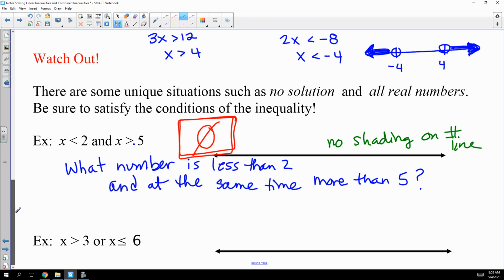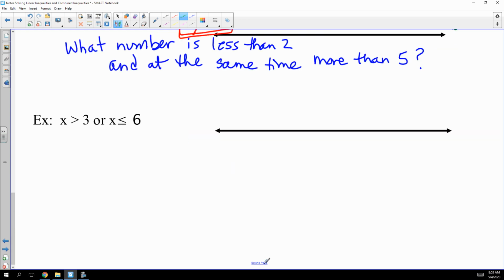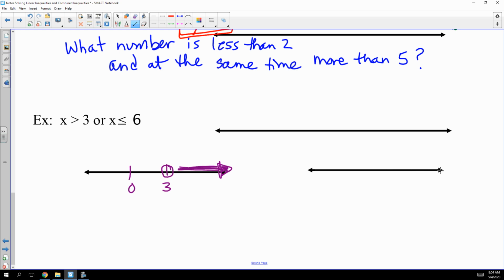All right, so let's talk about this particular disjunction. x is greater than 3 or x is less than or equal to 6. So if you look at those independently, let's look at x is greater than 3 separate from x is less than or equal to 6. If we look at x is greater than 3, here's 0, here's 3. Everything to the right of 3. Now let's take a look at what would happen with the 6. Here's 0, here's 3, here's 6, less than or equal to 6, right?